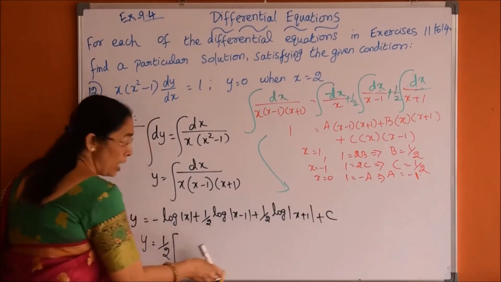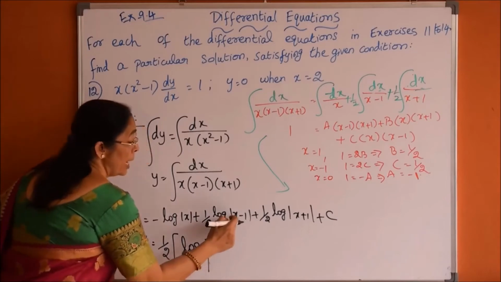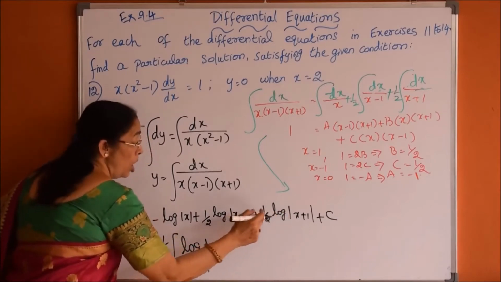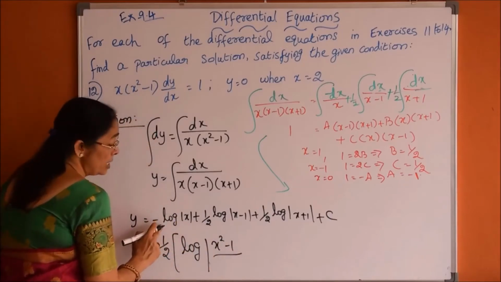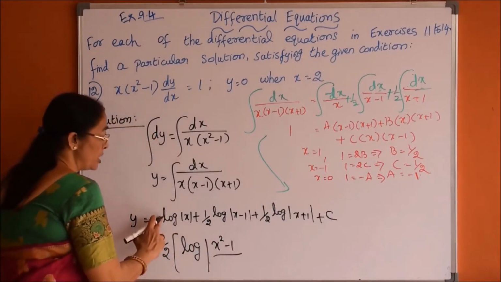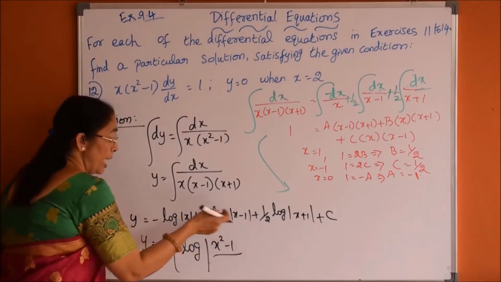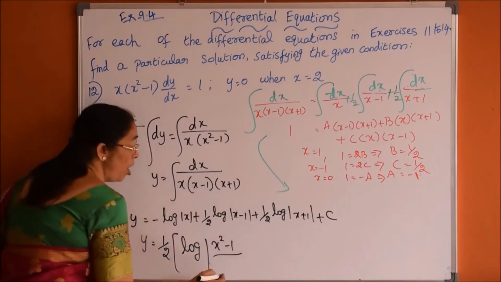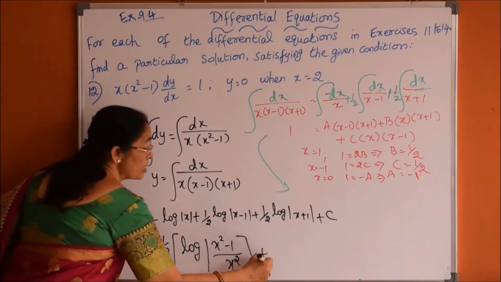If we keep the half as it is, log a + log b is log ab, which is x² − 1, and here the half we have taken outside. So multiplying by 2, 2 log x is log x², and the minus gives log a/b, so log of (x² − 1)/x², plus c.